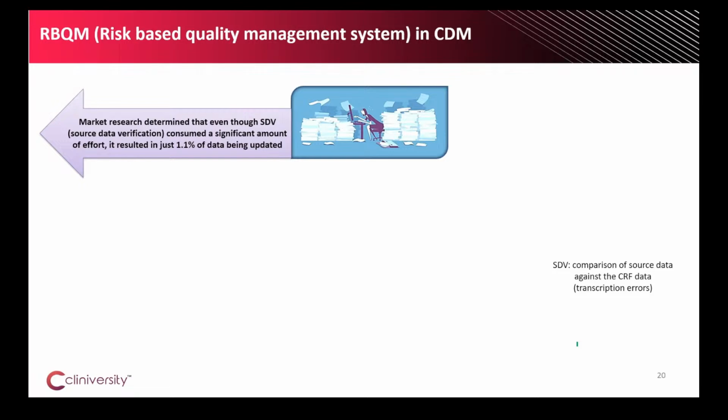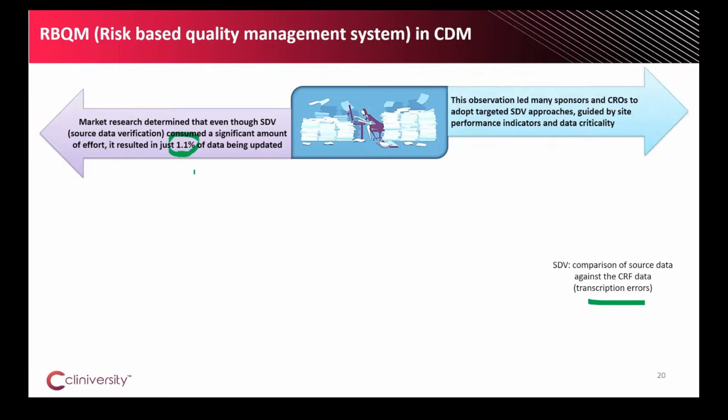And what is SDV? SDV is basically a comparison of your source data with the CRF data and just checking if source data information was copied correctly into the CRF. So it identifies basically just the transcription errors. And it was realized that while doing this, the total percentage of change because of that SDV is just 1.1%. So the amount of effort required was way too high compared to the result of just 1% data update. And obviously, it's not just time consuming, but it is also increasing the overall cost of the study.